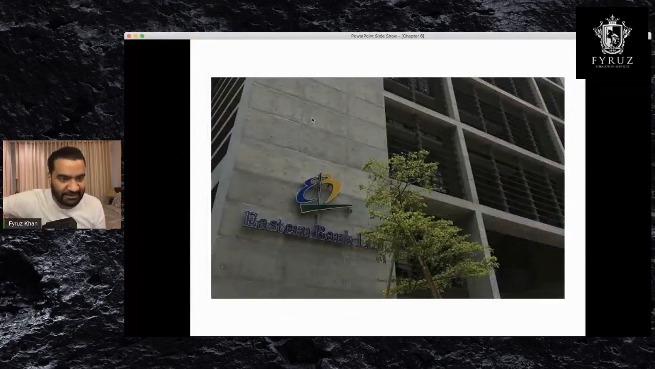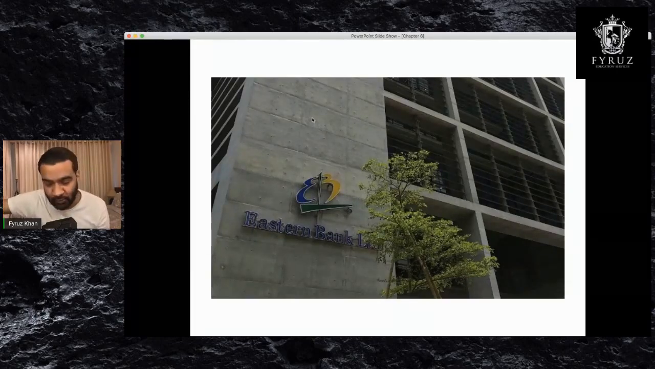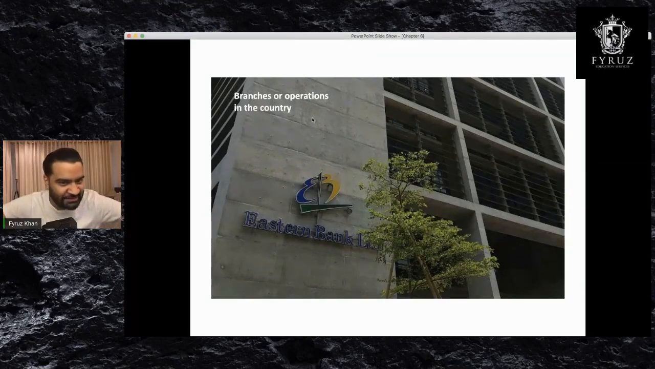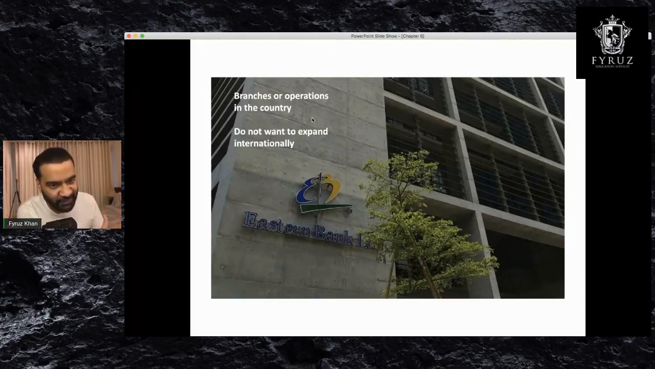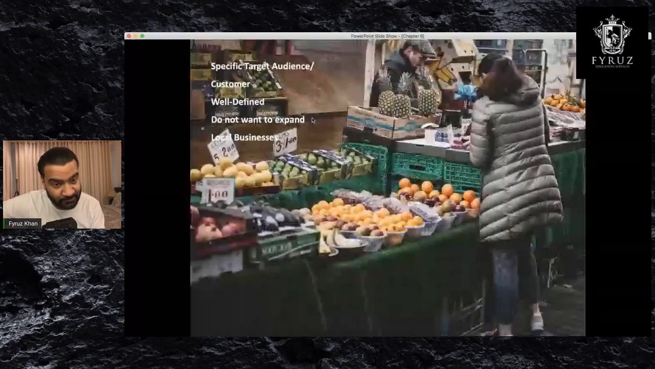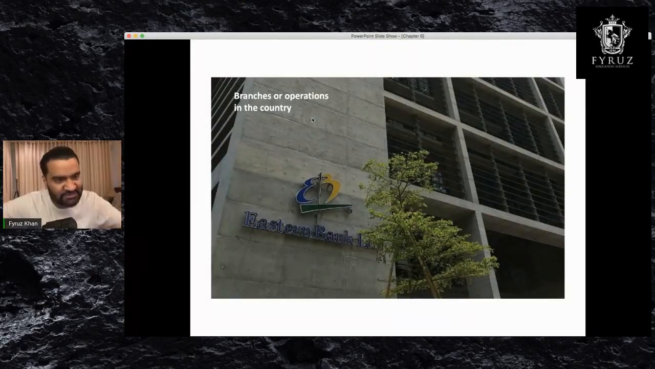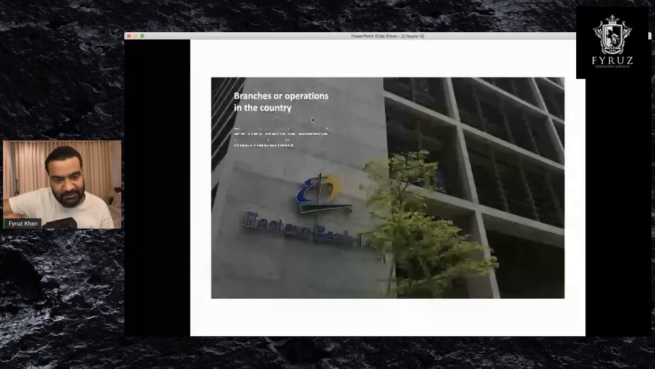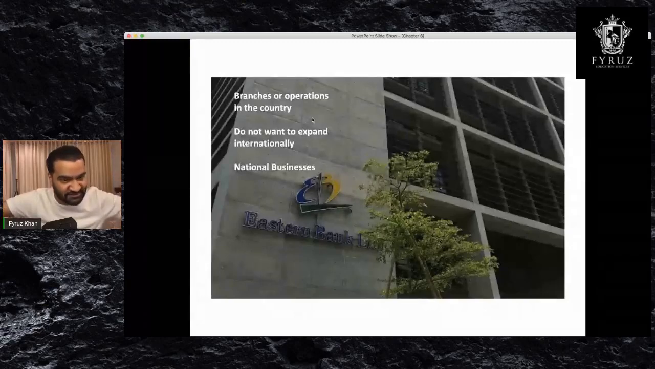Now, a bank like EBL, Eastern Bank Limited, they have branches, booths and offices all over the city, all over the country in different cities. They have branches in Dhaka, Kumilla, Chittagong, Sylhet, Rajshahi, and so on. So they have branches or operations within the country, and they don't want to expand internationally. They want to stay within the framework of the country, within different cities. And these kinds of businesses are called national businesses. If you compare with local businesses, they are quite big because they have branches, booths and offices all over the country, in different cities. This is why they are known as national businesses. They are within the country in different cities, right?